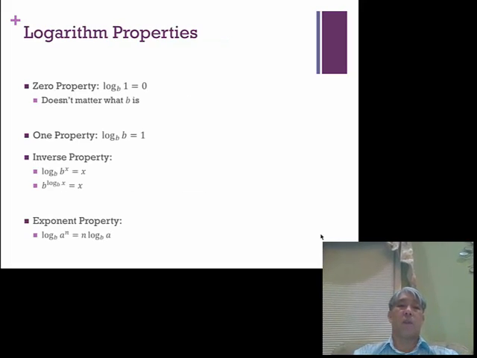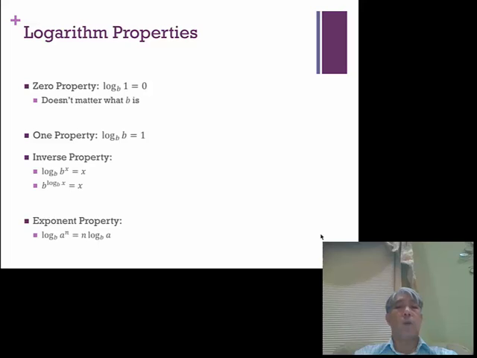A couple of properties of logarithms. The first property and the second property are very closely related. The first one is the 0 property that says log base anything of 1 is going to equal 0, because anything to the 0 equals 1. It doesn't matter what b is as long as b is positive and not equal to 1. The second property is the 1 property: log base b of b is equal to 1, again because b to the 1 equals b. So that's the 0 and the 1 property.